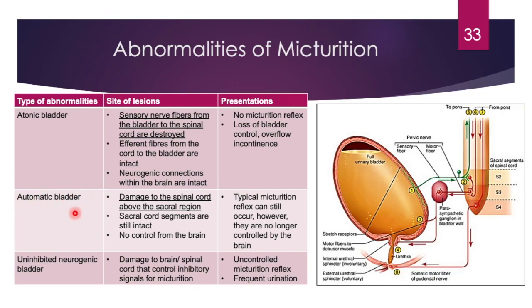In automatic bladder, there is damage to the spinal cord above the sacral region. The sacral cord segments are still intact. However, there is no control from the brain. In this case, the typical micturition reflex can still occur, however, it is no longer controlled by the brain. In uninhibited neurogenic bladder, there is damage to the brain or spinal cord that control inhibitory signals for micturition. This will cause uncontrolled micturition reflex and frequent urination.